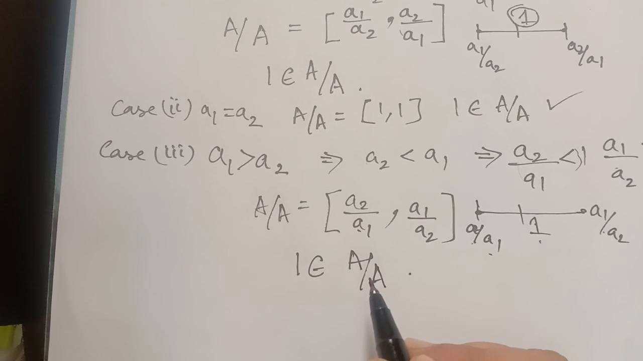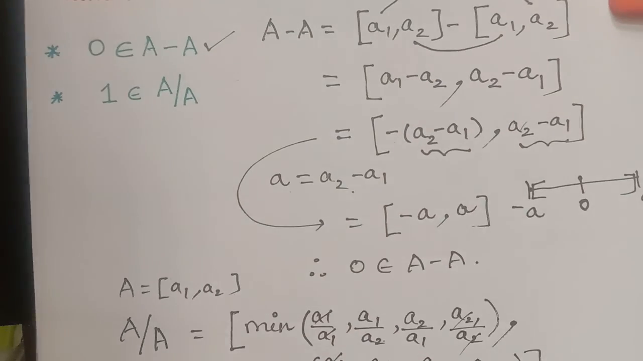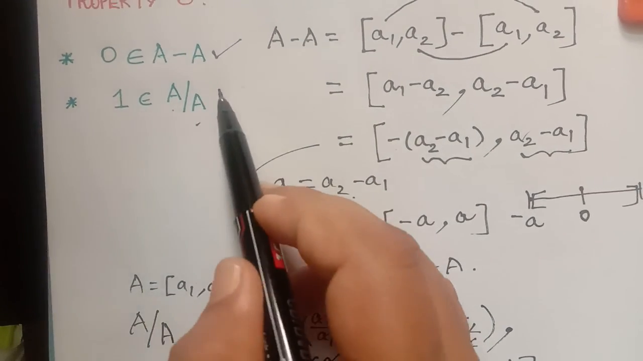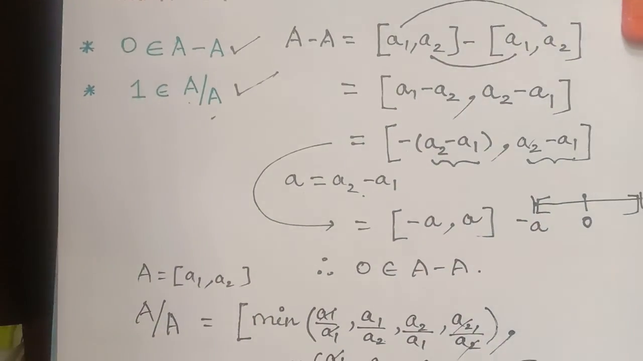Hence 1 is an element of A by A in this case also. So this is how we have proved that 0 is an element of A minus A and 1 is an element of A by A. Hope you have understood this proof. Thank you.